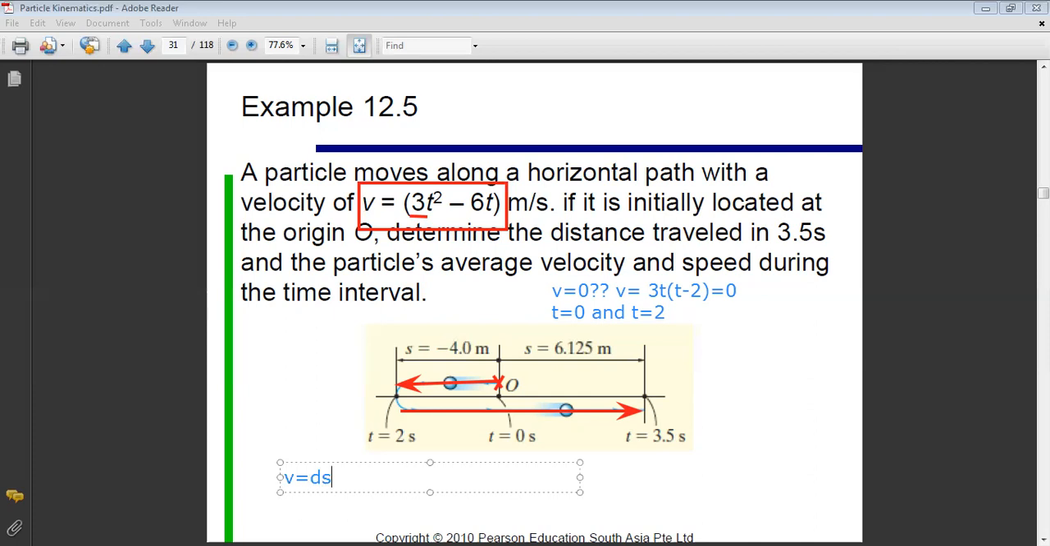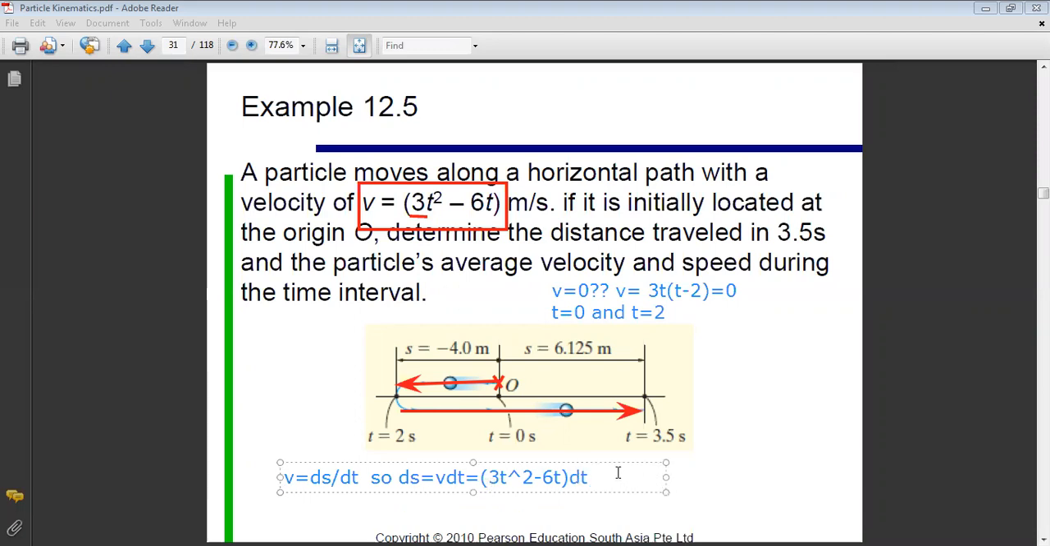So I can say simply that v equals ds over dt. Now if I separate variables, ds equals v dt, and now I can replace v by its function. V is, as we said, 3t squared minus 60 times dt. Now if I integrate the two sides, okay, I will integrate between what and what?